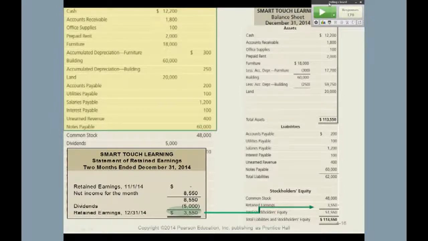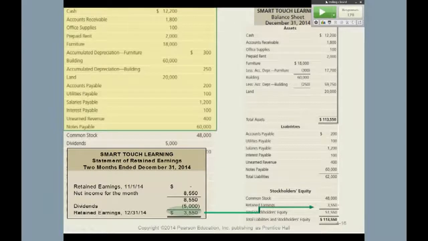You've got income statement into the statement of retained earnings and into the balance sheet. Now, that's the report form. If this was in the account form, the assets would be on the left, liabilities and equity on the right. The form doesn't matter, the numbers stay the same, the concepts stay the same.